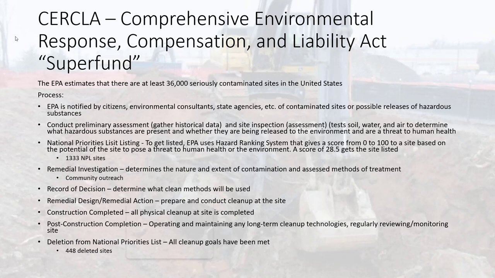And ultimately, after all of this, when their cleanup goals have been met, that site gets delisted from the National Priorities List. And there are 448 deleted sites now, right? So like I said, Love Canal was the first Superfund site, and it was the first site on that National Priorities List. And in 2004, after extensive cleanup, it was deleted from that list, right? So it has met its cleanup goals, and presumably now that site is safe for redevelopment or whatever is going to be done at that site.